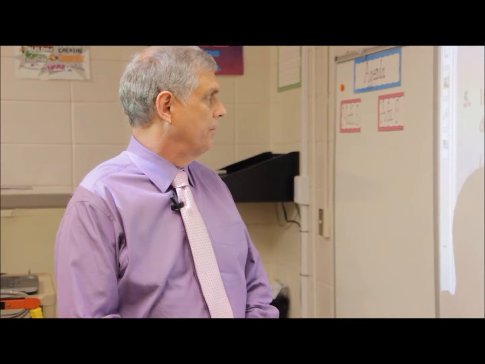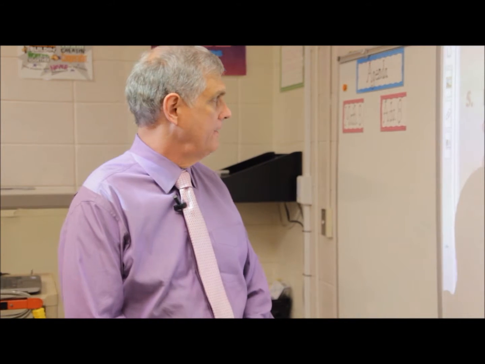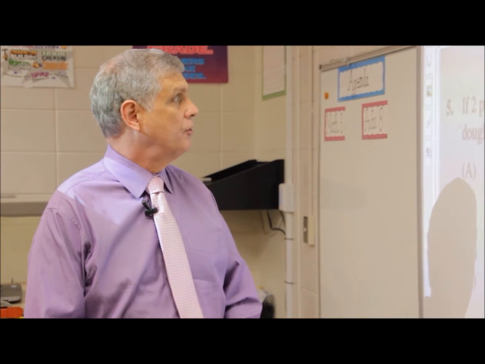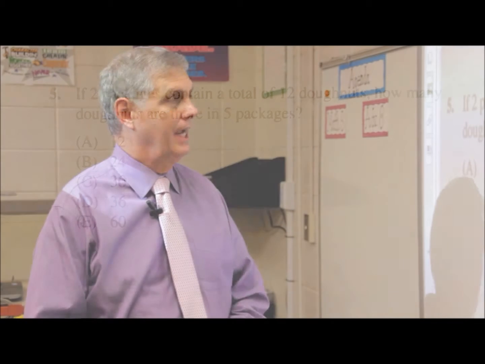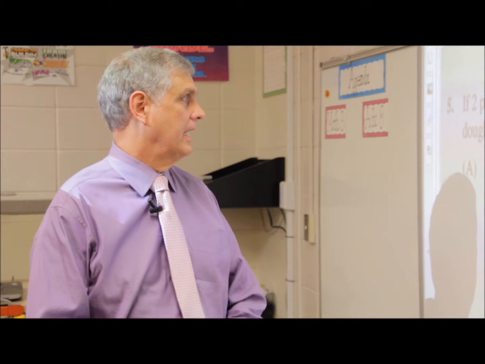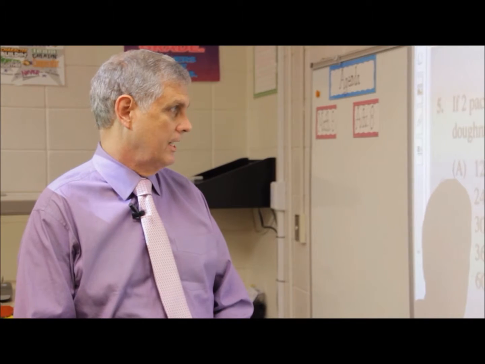Okay, let's take a look at a typical problem you might see on the SAT. The first thing you want to do when you read these is figure out whether it's directly proportional or inversely proportional. So let's read this together. If two packages contain a total of 12 donuts, how many donuts are in 5 packages? Well, it's pretty obvious. If you have more packages, you've got more donuts. And since both of those are increasing together, that is a directly proportional relationship.